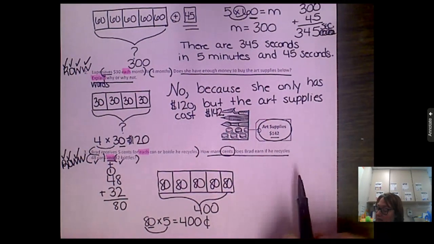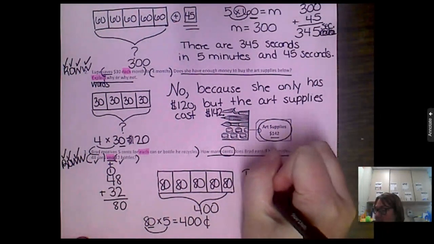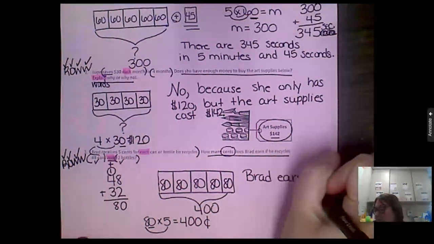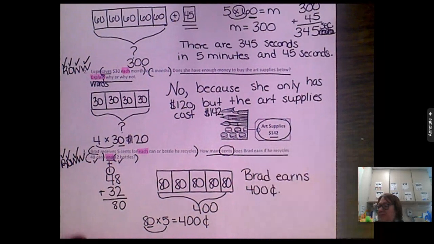The last thing we have is our word sentence. How many cents does Brad earn? So Brad, with a capital B, Brad earns 400 cents, period. Okay? And if you need to pause to finish up, go ahead and do that. And if not, go ahead and turn it over.